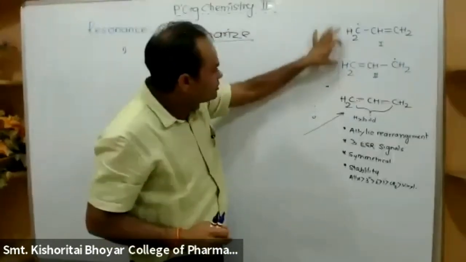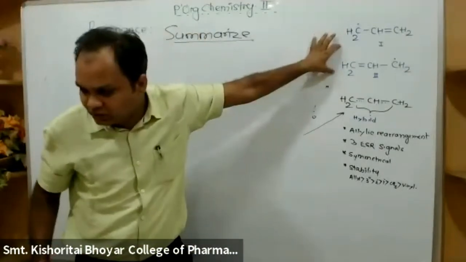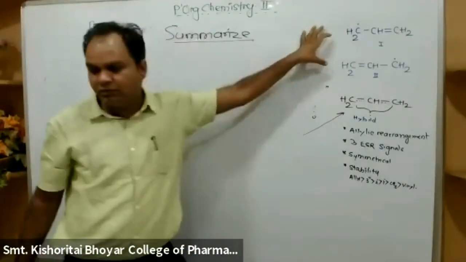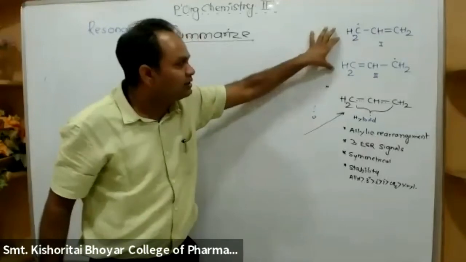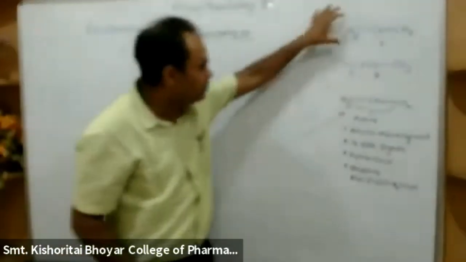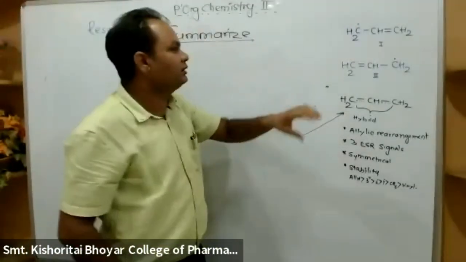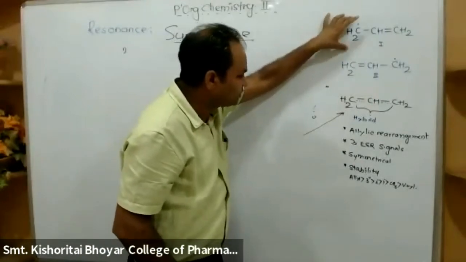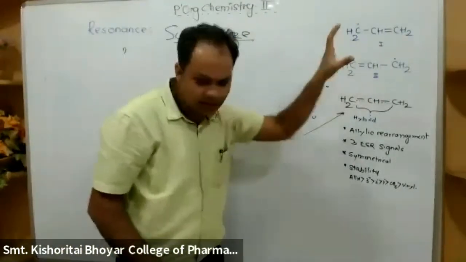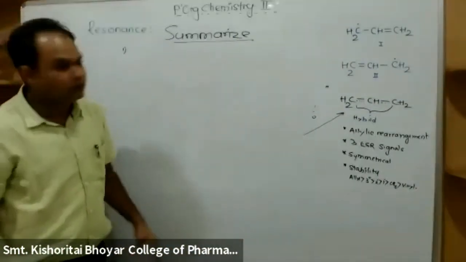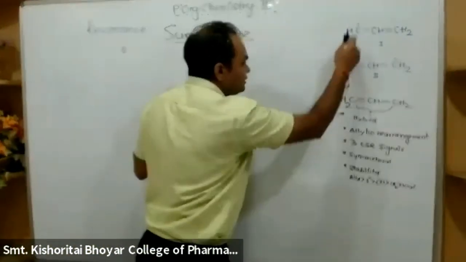So this structure is called contributing structure. This structure is also called canonical form. This structure is also called resonating structure. Okay, इसको हम बोल सकते हैं contributing structure और इसको हम बोल सकते हैं resonating structure और इसको हम बोल सकते हैं canonical forms. Okay, now these structures form, ये structure क्यों form हुए?